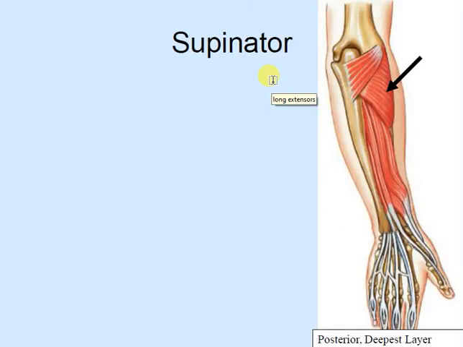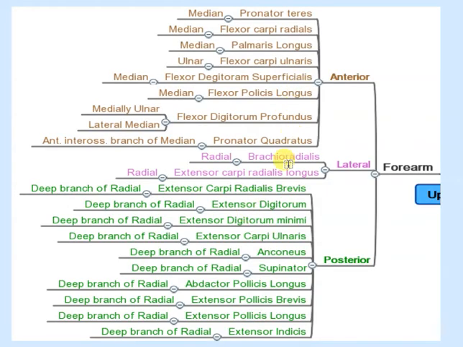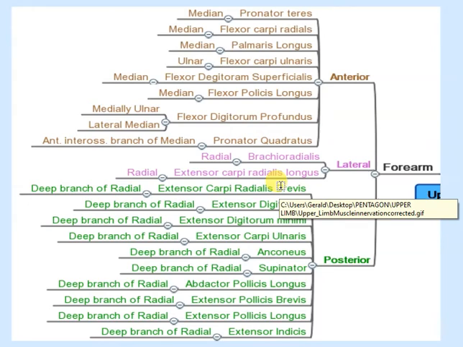Again, this diagram explains the same. We have the supinator in the posterior deepest layer, and you find muscles like the supinator and other muscles which perform the flexion function of the wrist and the thumb. So from there, this diagram summarizes all muscles of the forearm and the innervation.